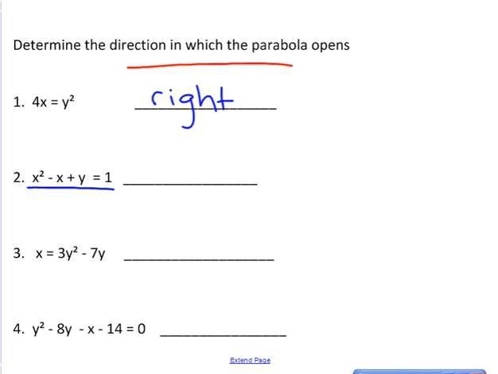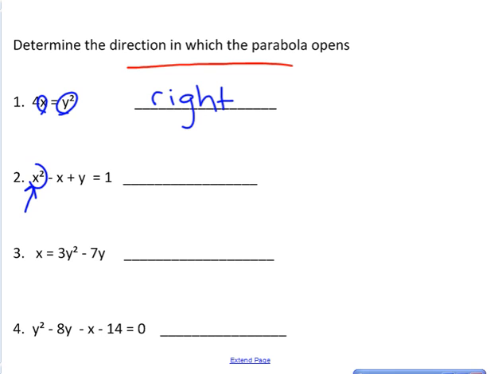Now let's take a look at this one. This one is not set up for us to do very easily. So what we're going to have to do is figure out whether we get our x by itself or our y by itself, or in this case we have x's and y's on the same side. So do we need to get the x by itself, or do we need to get the y by itself? What you're going to do is you're going to look for the squared. What variable is squared? In this case, the x, and that needs to go on the right-hand side.